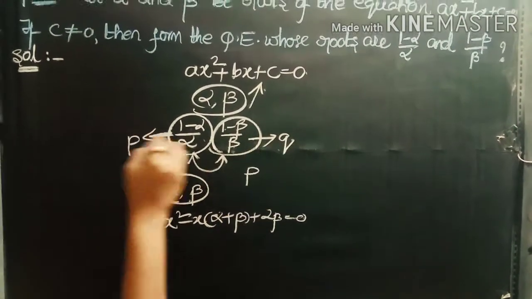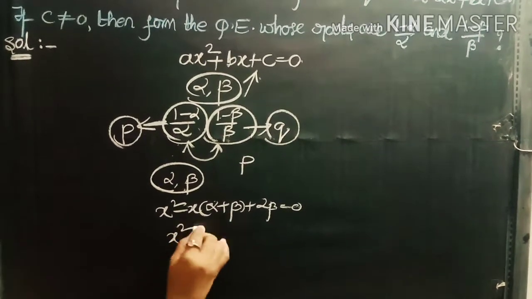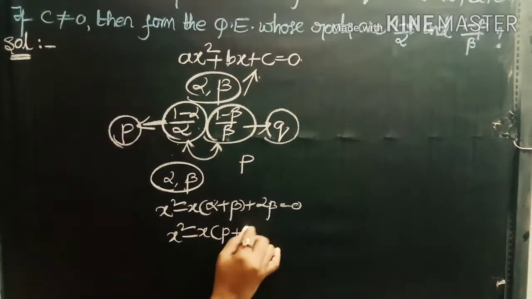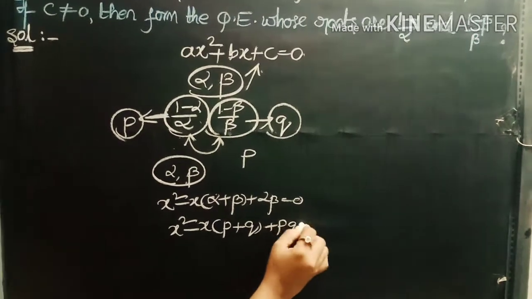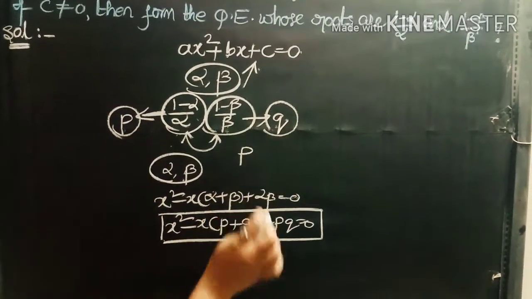Now we want to find the quadratic equation with p, q as roots. That is, the formula is x² − x(p + q) + pq = 0. This is the formula for finding the quadratic equation whose roots are p, q. This is the first procedure.